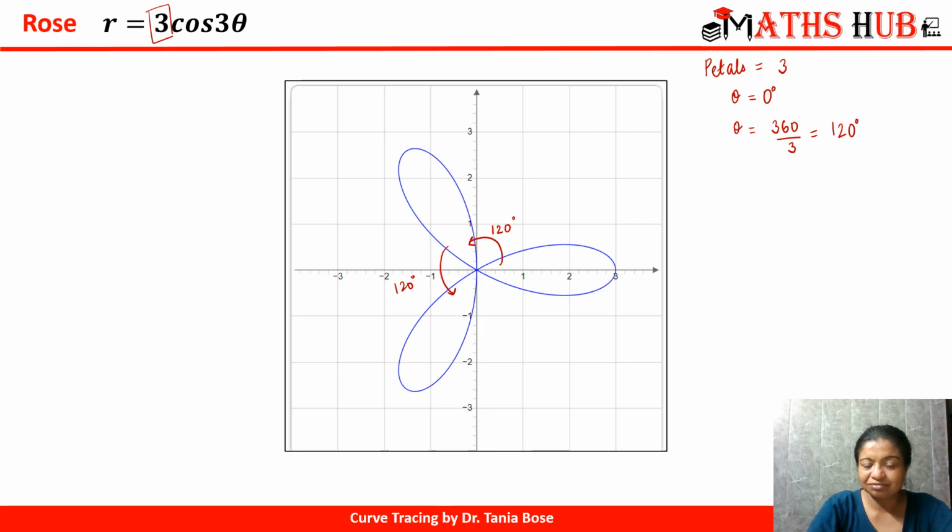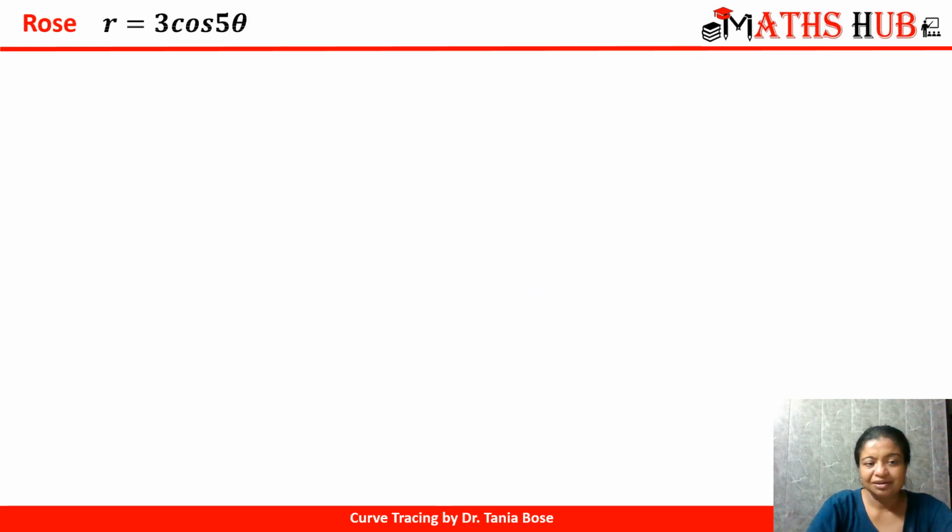So now let us take n a little bigger. Let's take r is equal to 3 cos 5 theta. So here, the number of petals in this rose will be equal to 5, right? Now, the first petal will occur at theta equal to 0 degrees. Whenever it is cos, it will always start from theta equal to 0. And the next petals will occur at an angle of 360 by n, which is 5.